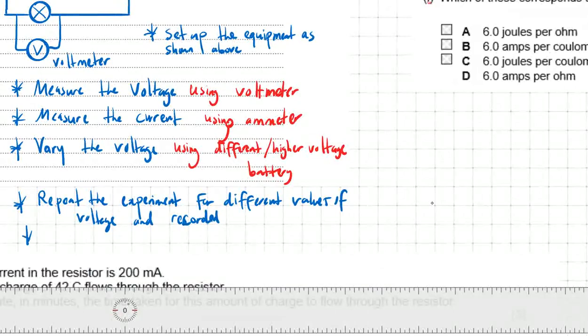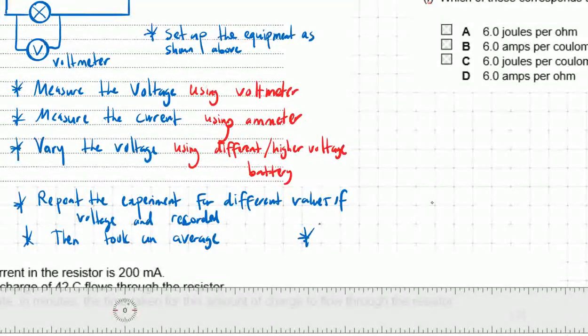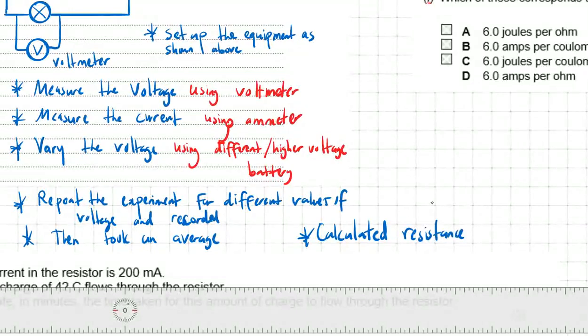And then what have we done? We took an average. Remember, we did it 3 times, and then we took an average of the current and the voltage. Okay, that's done. And finally, let me put a bullet point here. Finally, we have calculated resistance. So R is equal to V over I. This is how you're going to be getting your mark.